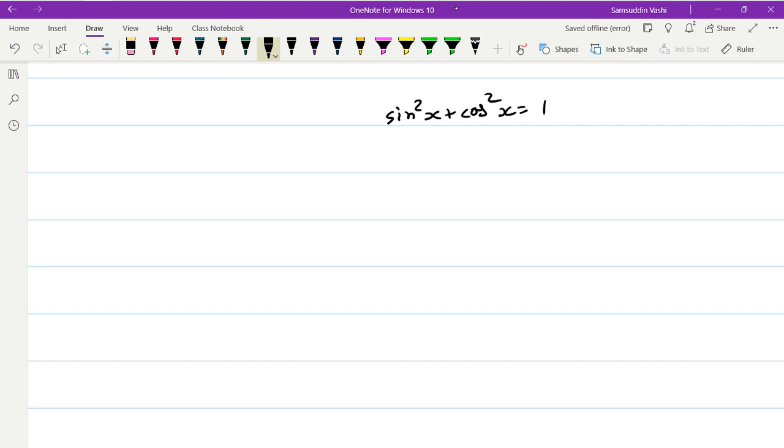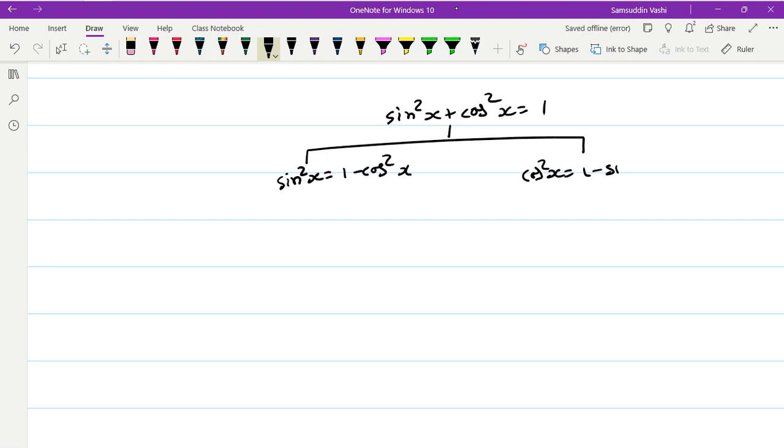Depending on the requirement, if you need only sine squared x, you can replace it with 1 minus cos squared x, isn't it? Or cos squared x, you can replace with 1 minus sine squared x. Once again, depending on the requirement, right?